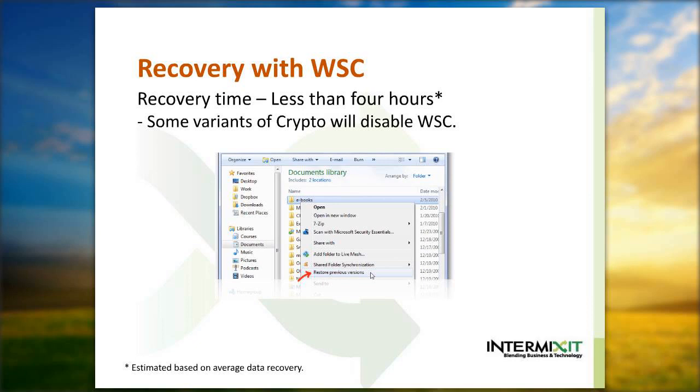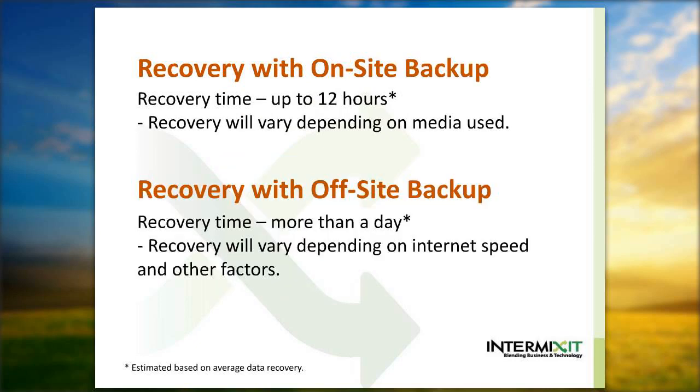With the Windows shadow recovery, or shadow copies, your recovery time, you're looking probably less than 4 hours. Now, some variants of crypto will actually disable the Windows shadow copies. And obviously, if it is disabled or it becomes corrupt, you need to have an on-site backup that typically a recovery time, potentially 12 hours. A lot of it's going to depend on the media.